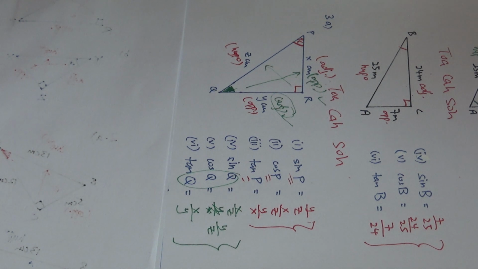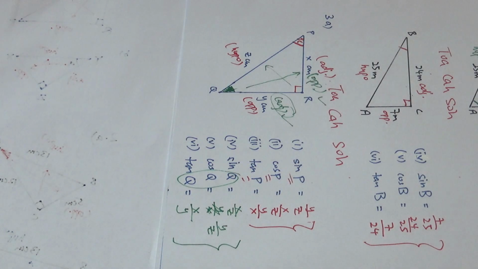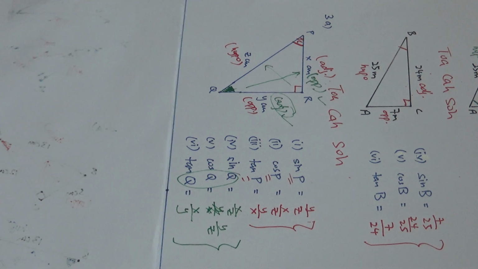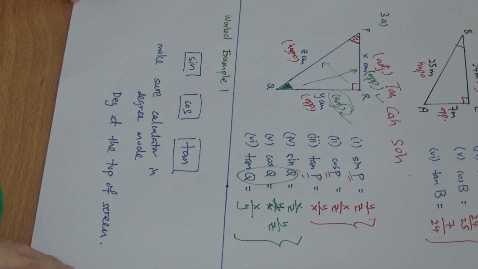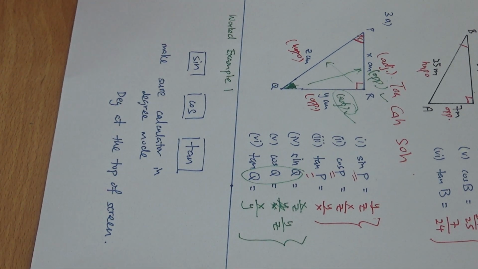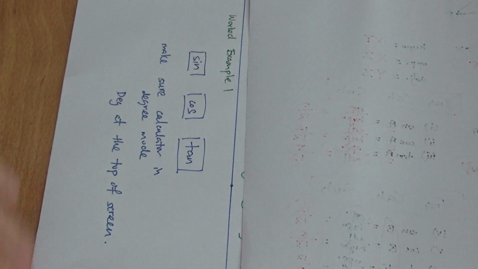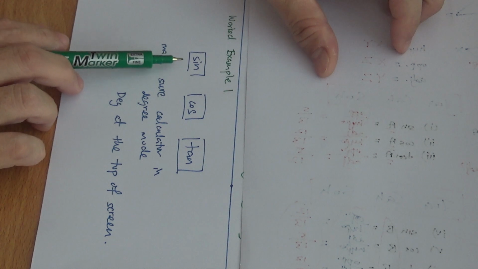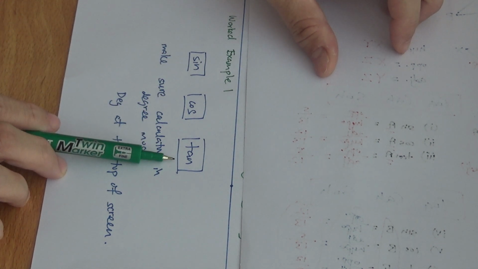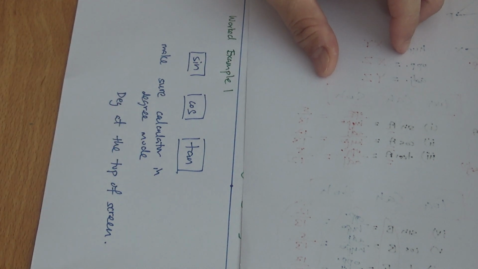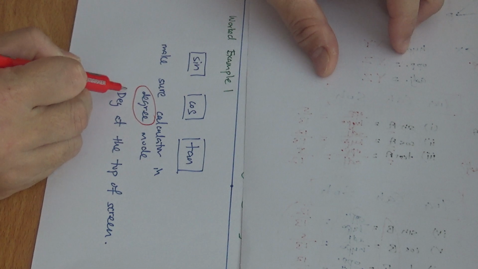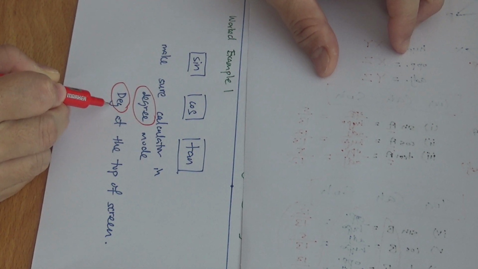So now we are going to learn how to key in the calculator for sine, cosine and tangent. Now, you have to make sure, look at your brand of the calculator. Okay, I'm going on to work example 1. Now, you can find these three keys, sine, cosine and tangent, on your calculator. And you must make sure the calculator is in the degree mode. In the degree mode. That means you must see this DEG at the top of the screen of your calculator.